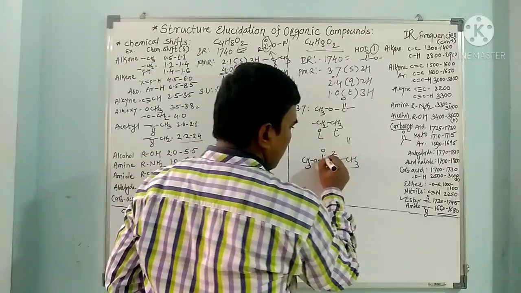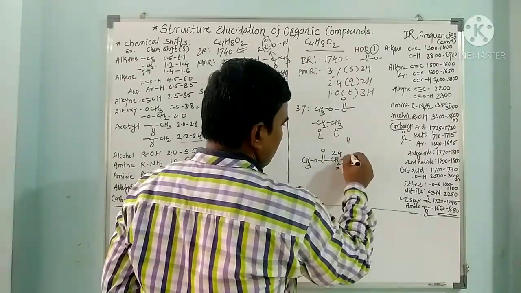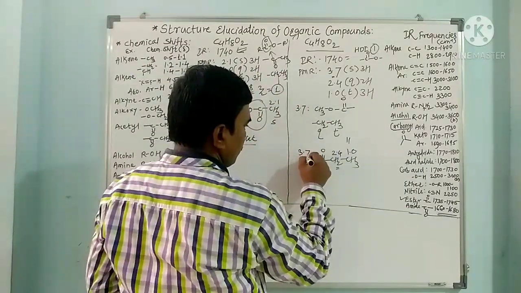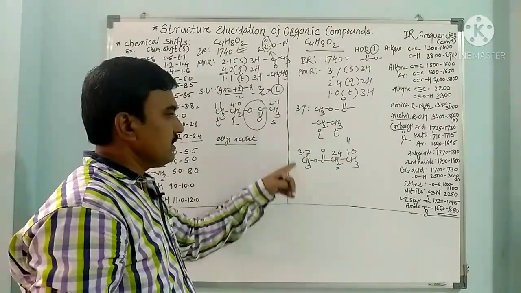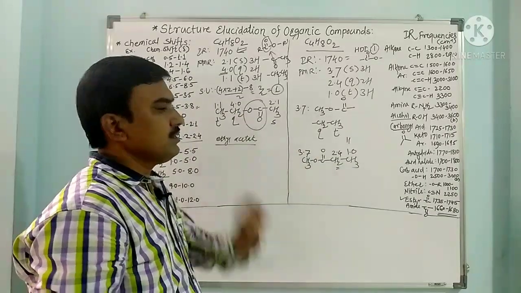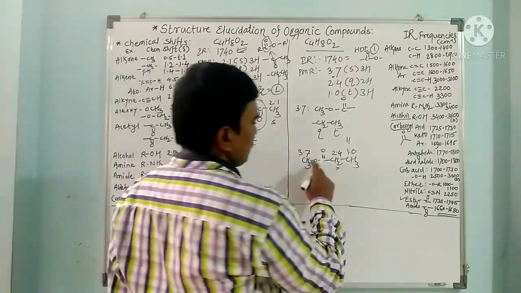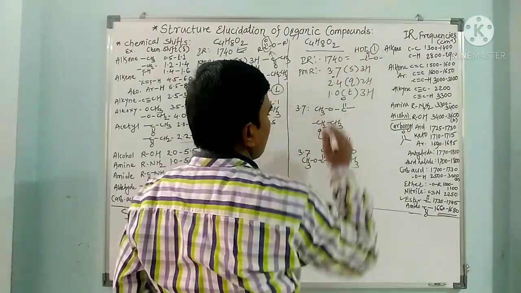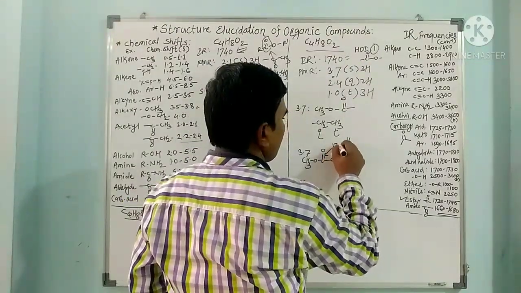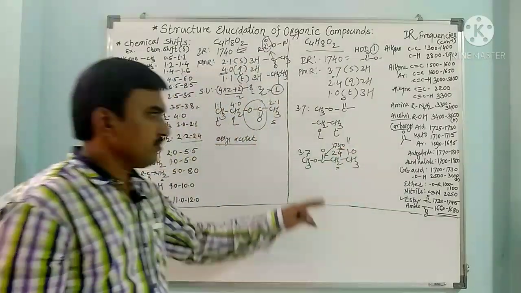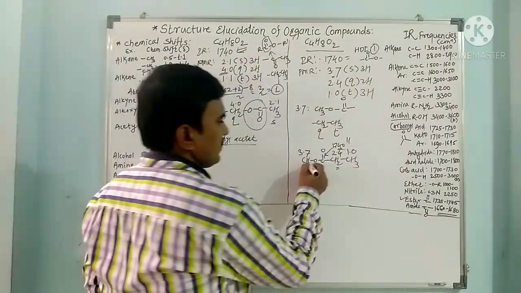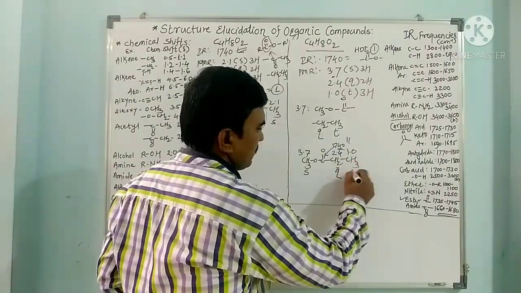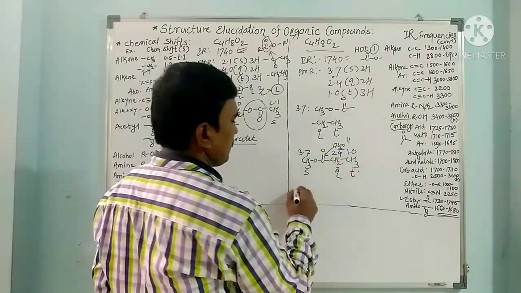So here, attached to carbonyl, it is 2.4. Here this CH3 is 1.0, and this one is 3.7. From this chemical shift we can say this CH3 is attached to oxygen. So in this way CH3OCOCH2CH3, because this is an ester, confirmed from the IR at 1740 per centimeter. This is giving a singlet, this is giving a quartet, this is giving a triplet. So the structure is methyl propanoate.